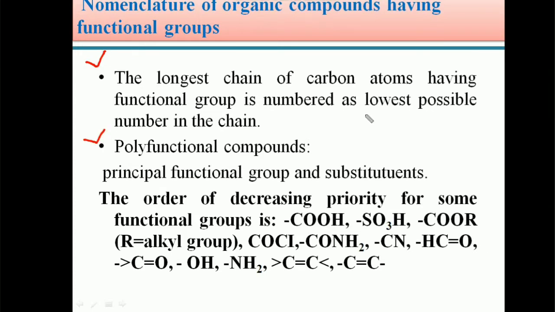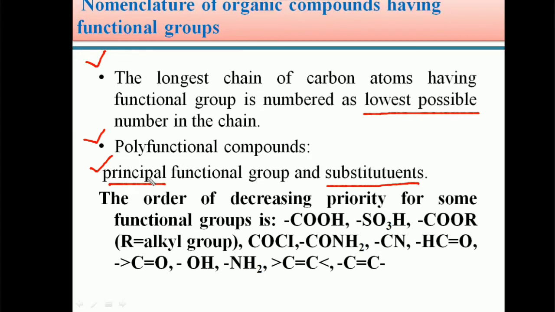So the functional group should get the lowest possible number. In the case of polyfunctional compounds, we can divide the functional groups into a principal functional group and substituents. Suppose a given organic compound contains four different types of functional group. In that case, we first identify the principal functional group, and the remaining three functional groups become substituents.